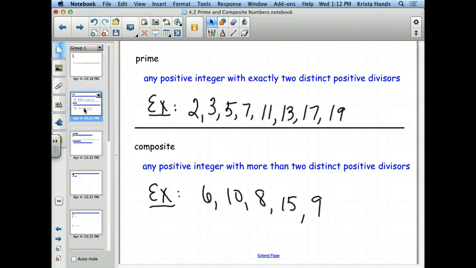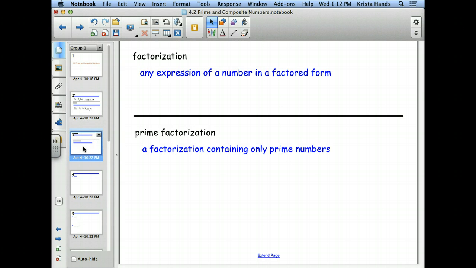And of course the number 1 is excluded from both of these lists, correct? It doesn't have more than 2 factors, and it doesn't even have 2 factors. 1 is neither prime nor composite. Alright? Important to remember. It seems like, so what? But it actually really matters because of some other things we're going to do with it, and I'll show you when we get there why that matters.